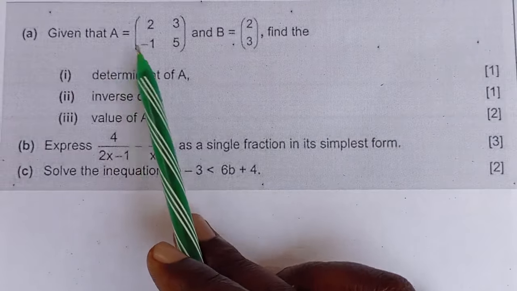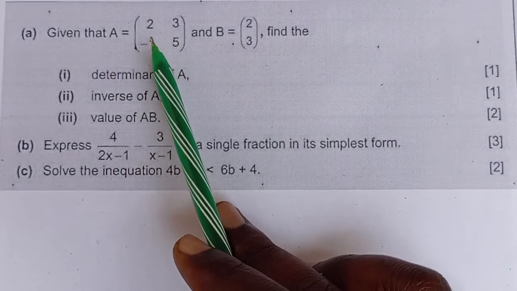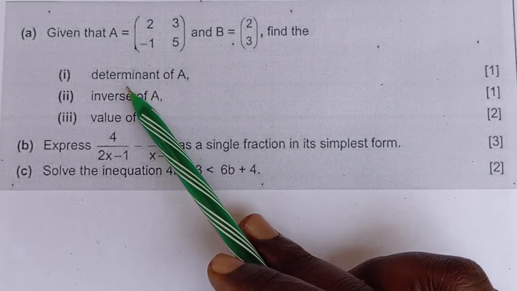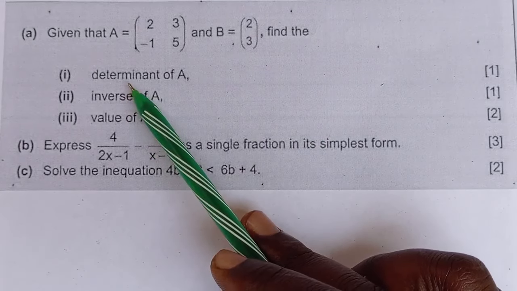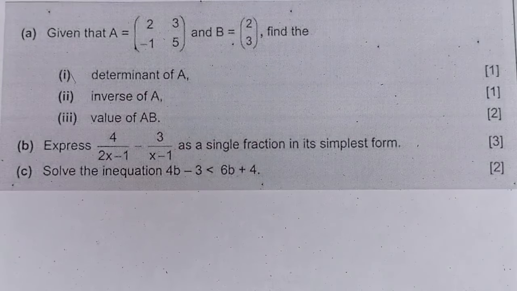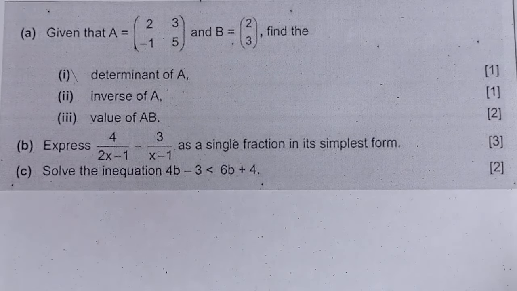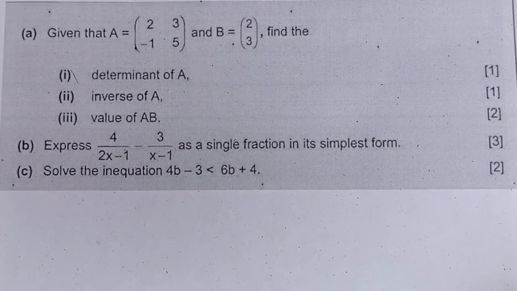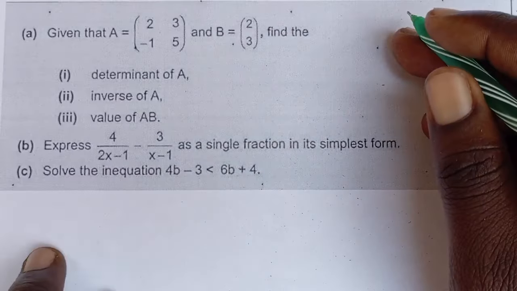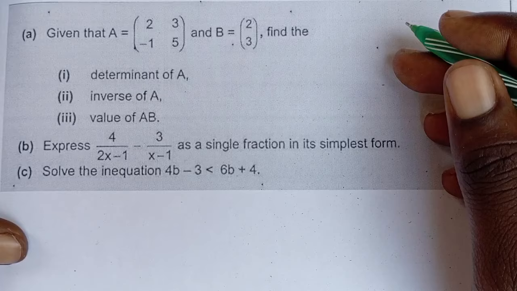Given that A is equal to this particular matrix, B is equal to that matrix. Question 1A, we are told to find the determinant of A. We want to find the determinant of A. How then do we find the determinant? So I'll write here, I guess you are able to see. How then do we find the determinant?